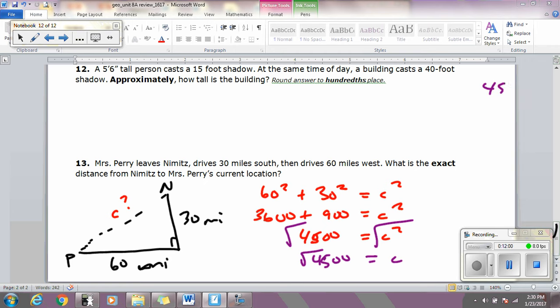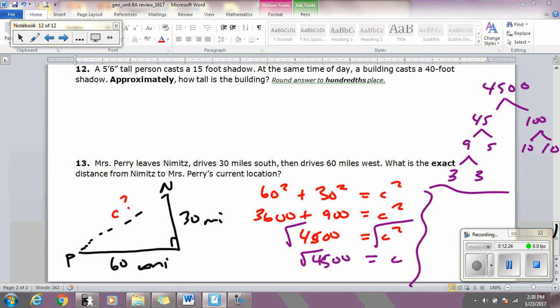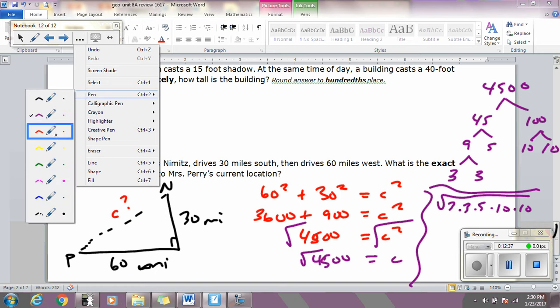So we got to break apart 4,500. That's 45 times 100, right? 45 is 9 times 5, and 9 is 3 times 3. 100 is 10 times 10. So back to the problem. You would have the square root of 3 times 3 times 5 times 10 times 10, right? So I see a pair of 3's and a pair of 10's.